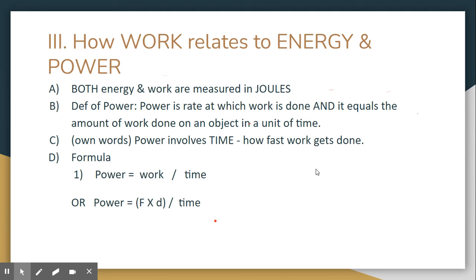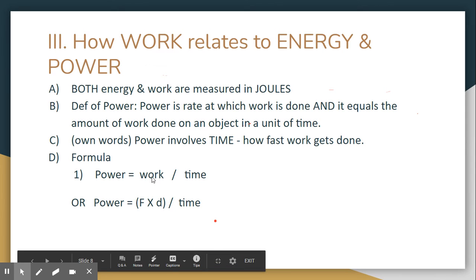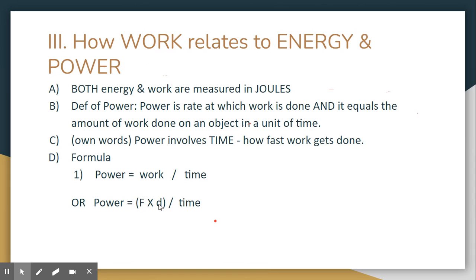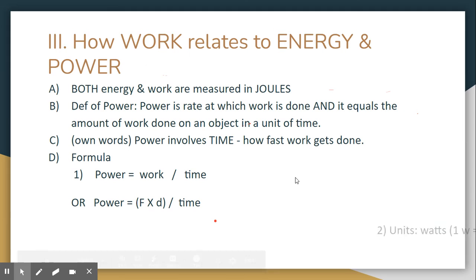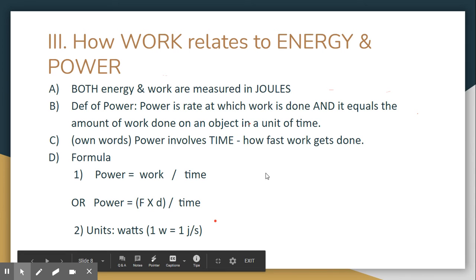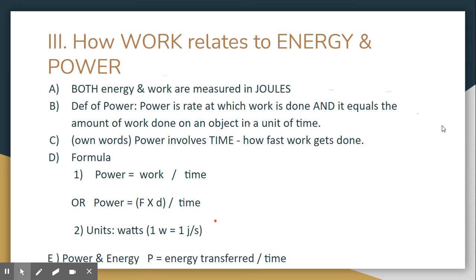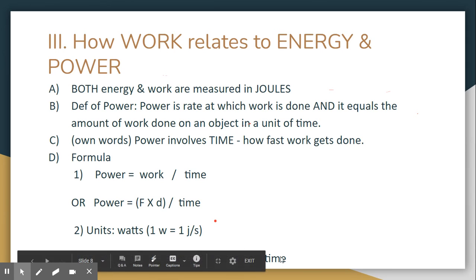Okay, so we can write this as either power equals work divided by time, or since work is force times distance, we can write it power equals force times distance over time. The units for power are watts, or 1 watt equals 1 joule per second. Power and energy. Power is going to equal the energy transferred over time.